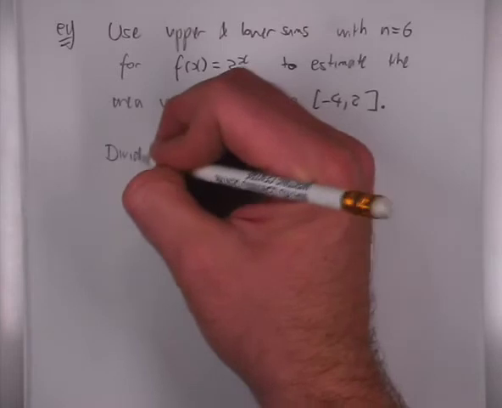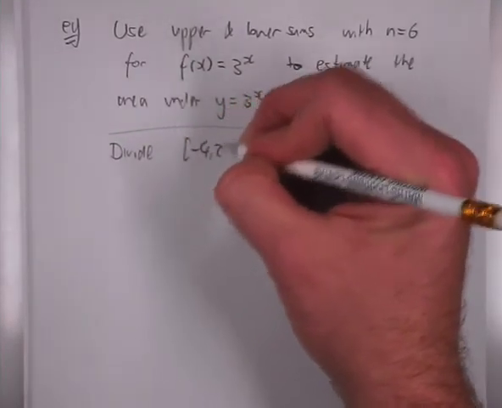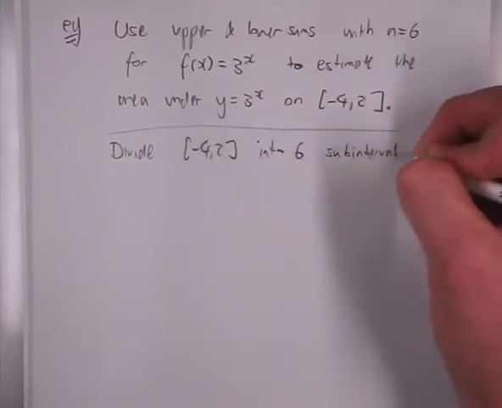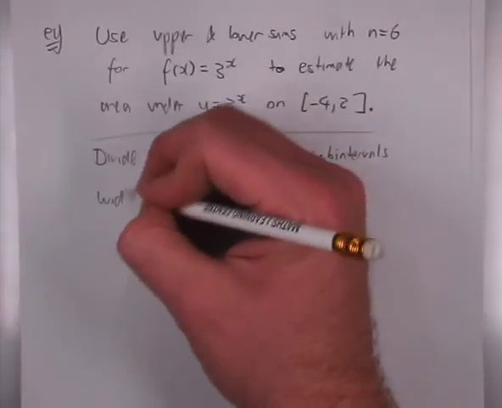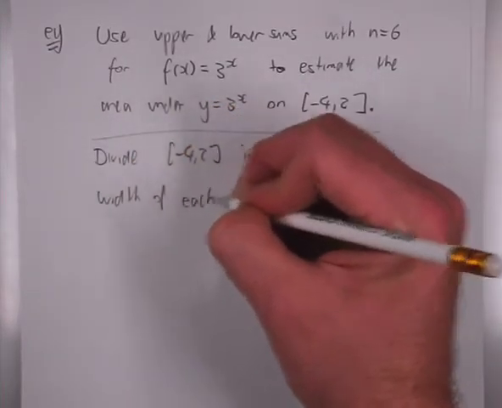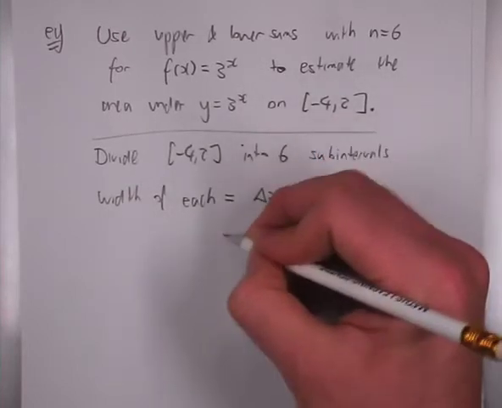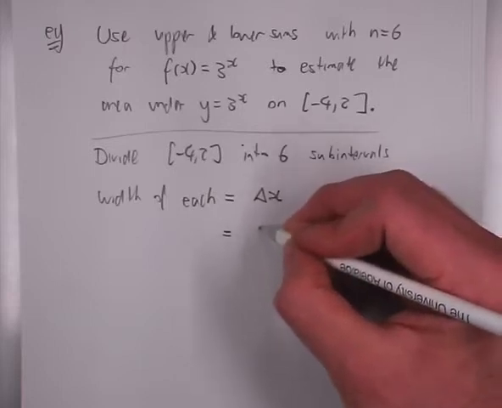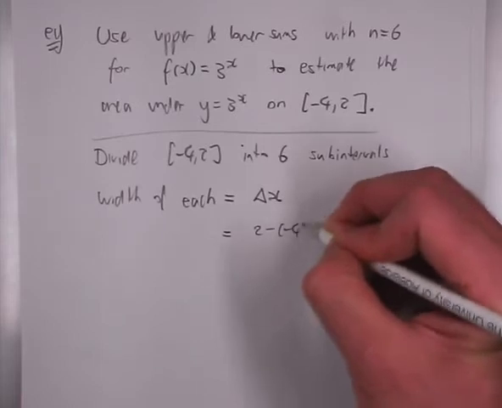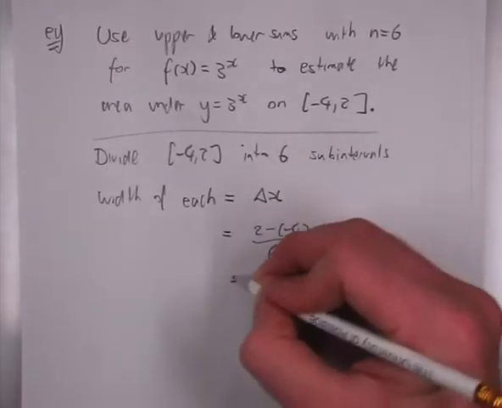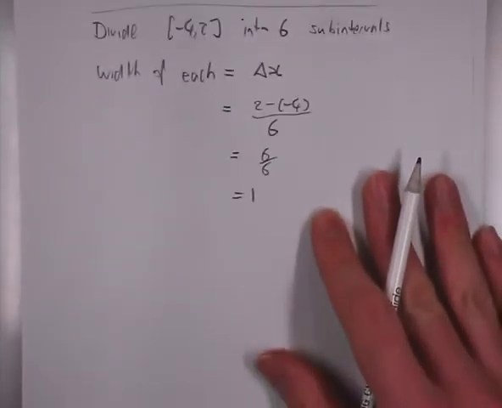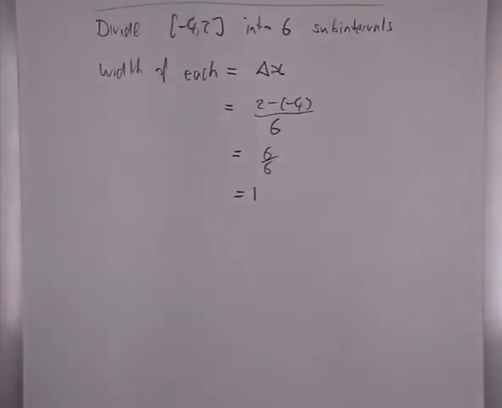So we're going to divide the -4, 2 into 6 subintervals. Always the first step. The width of each one is the delta x, which is the total width, which is 6, if you like 2 minus -4, on the 6, which is the n, which is 1. Okay, so my 6 subintervals will begin at -4 and will go up by 1 each time.